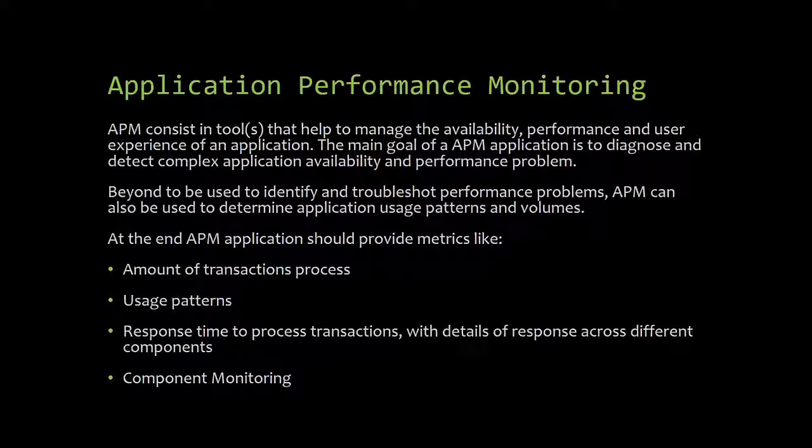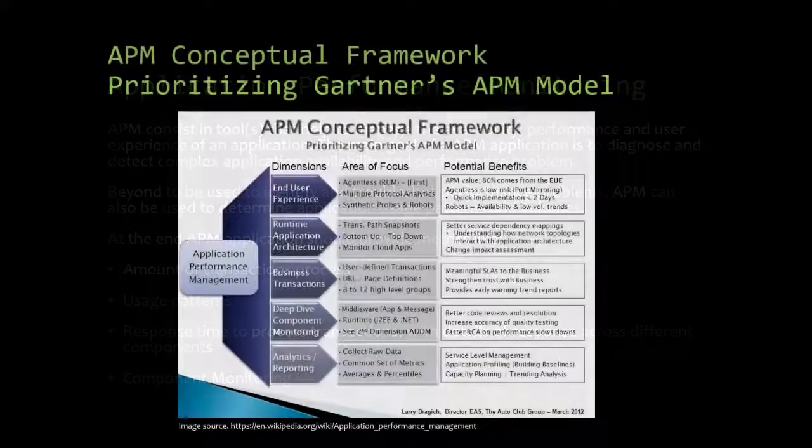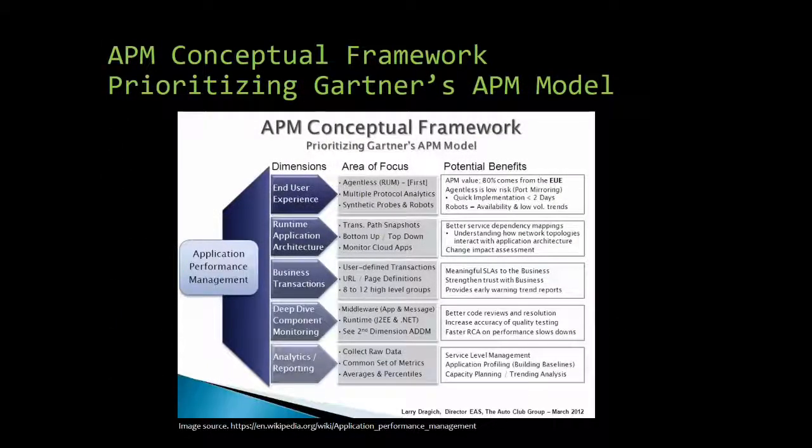In the end, an application performance monitoring should provide metrics like the amount of transactions processed, usage patterns, response time to process transactions, with detailed response times across different components, and component monitoring. Gartner has defined 5 dimensions for managing application performance.